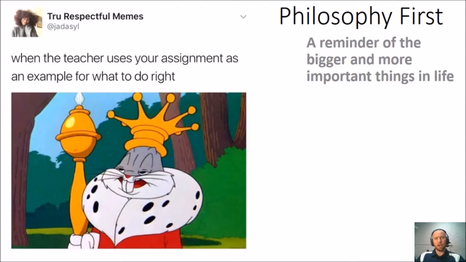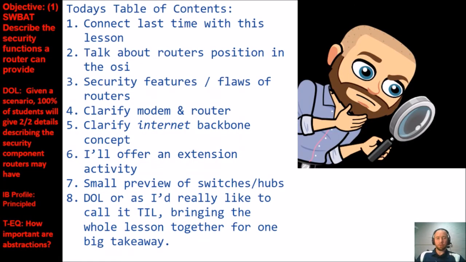So in my school we often do this philosophy first thing where we just get a nice reminder of the bigger and more important things in life, and so I found this meme and thought I'd use it for today. It says when the teacher uses your assignment as an example for what to do right. Isn't that a great feeling? So there will be many opportunities for you here to write something amazing for me to share with the whole class.